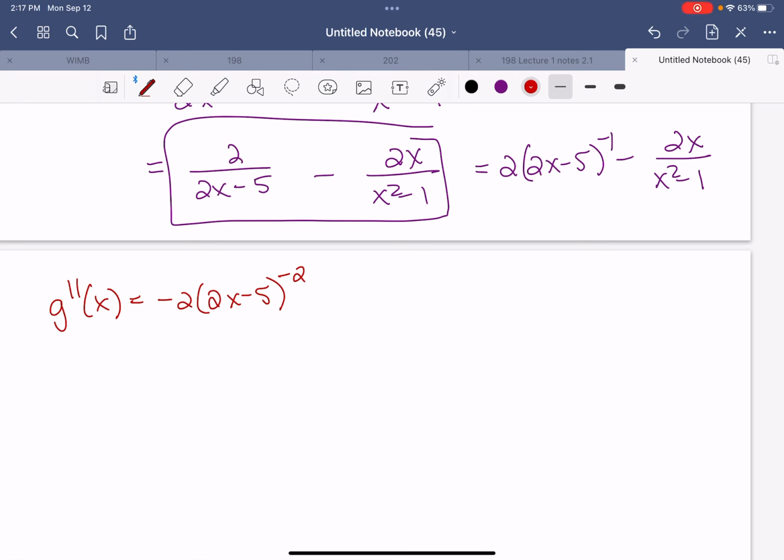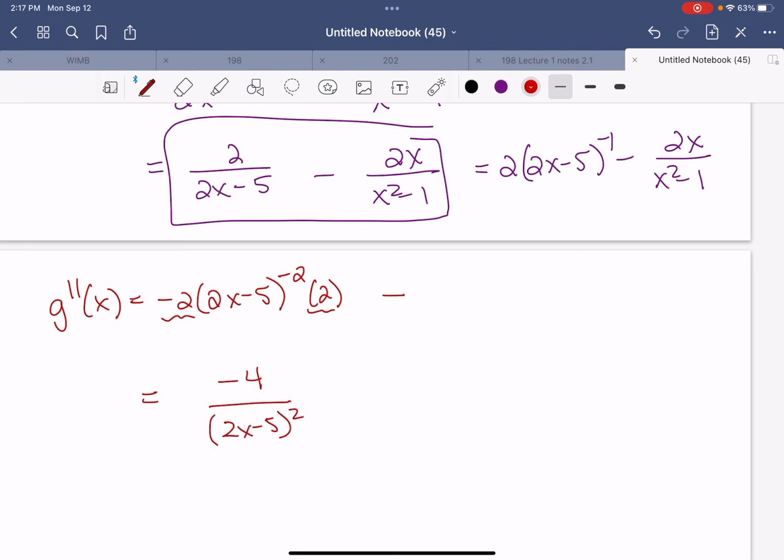But then I also have to multiply by the derivative of what's inside, which is also a 2. And that's going to give me a negative 4, right? Negative 2 times 2 over 2x minus 5 squared, right? The negative 2 power drops it down to the denominator. Okay, that's just the first piece.